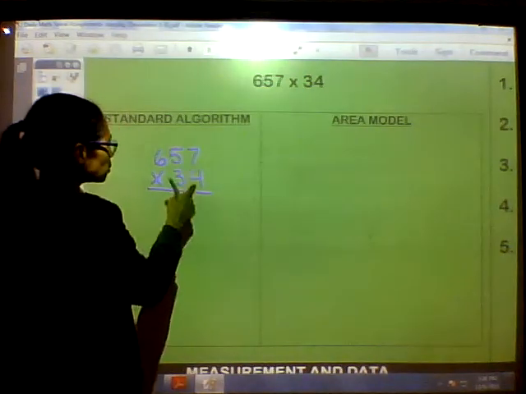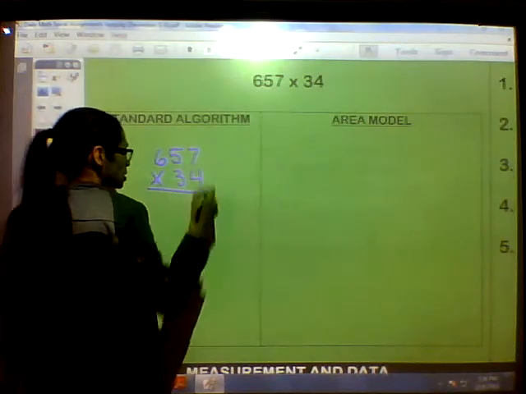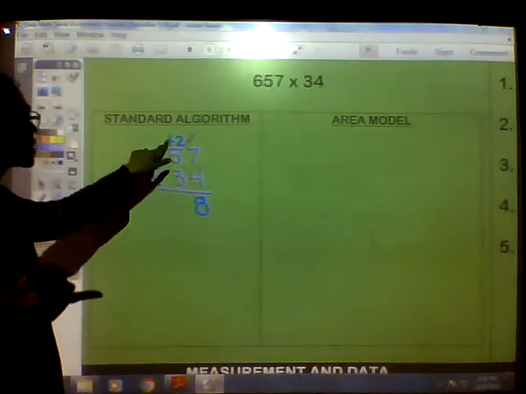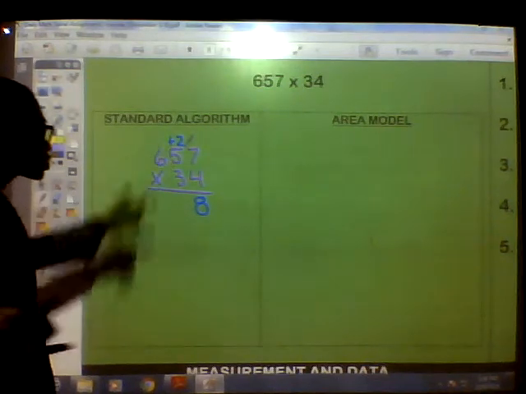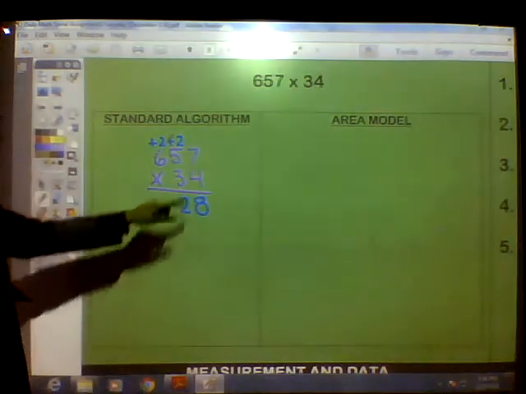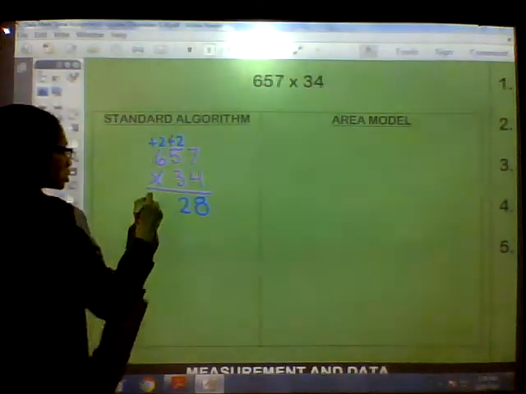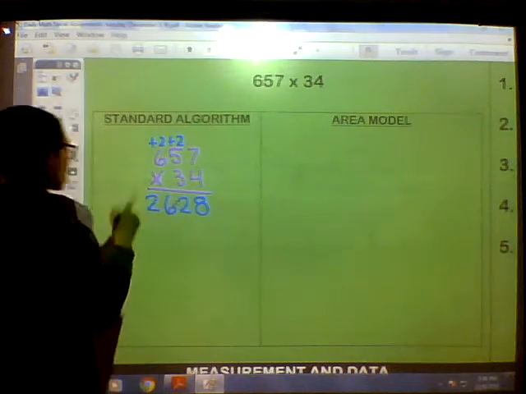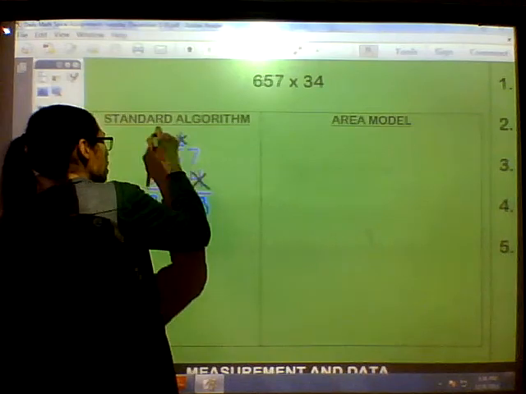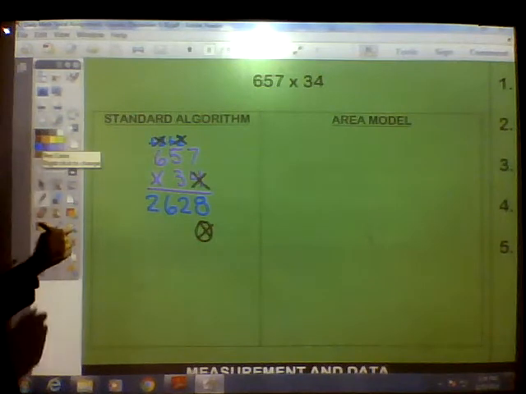First, we need to do 4 times 7 is 28. Write the 8 plus 2 up top. 4 times 5 is 20 plus 2 is 22. Write the 2 plus 2. 4 times 6 is 24 plus 2, 26. Oh, we're done with that one. So what do we do? Cross out that 4. Done with that, done with that, done with that. Put your 0 placeholder right there. And let's move on to the next number.